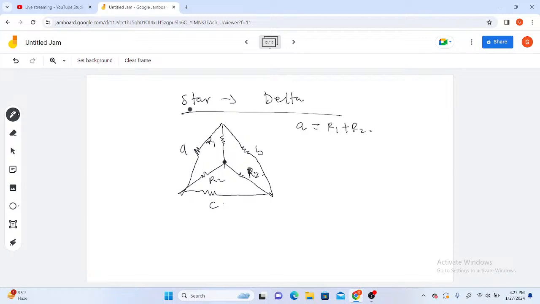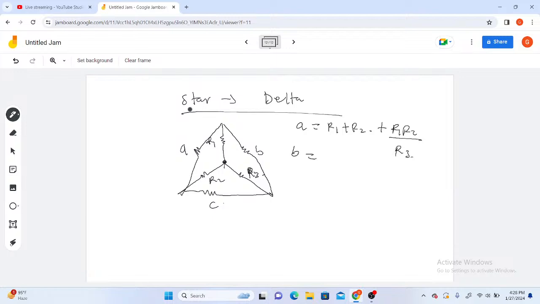So you just sum them, R1 plus R2, plus the product of the same two resistors, R1 R2, over the opposite resistor here, R3. Let me take it again. To find A, which is enclosing R1 and R2, you only sum this R1 and R2 and also add it to their product, R1 R2, over the opposite resistor, R3, which is this part.